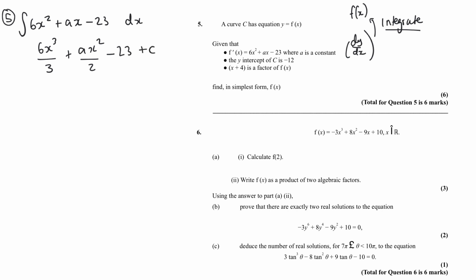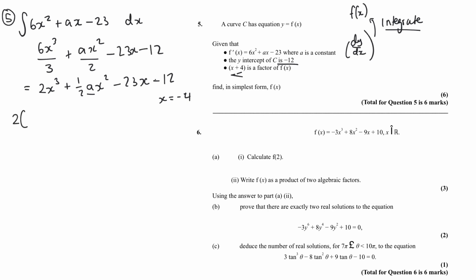Because it's told us that the y-intercept is minus 12, we now know our plus c is minus 12. So now I'm just going to simplify what we have so far. That will be 2x cubed plus a half ax squared minus, oh, I forgot the x on the 23, minus 23x minus 12. Then, because we know that x plus 4 is a factor, if we substitute in x equals minus 4 and make this equation equal to 0, that would help us to work out what a is, so then our f of x is complete.